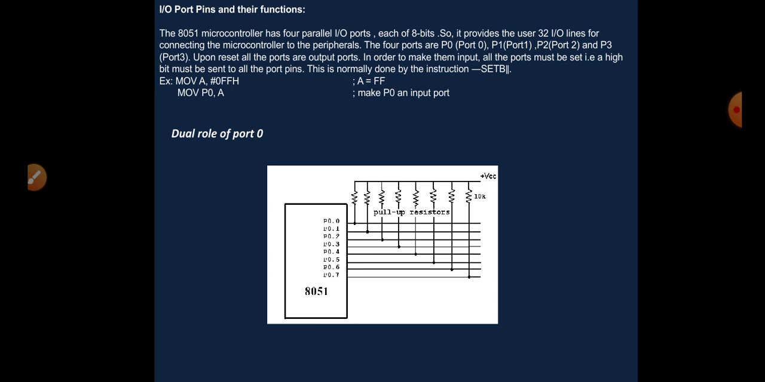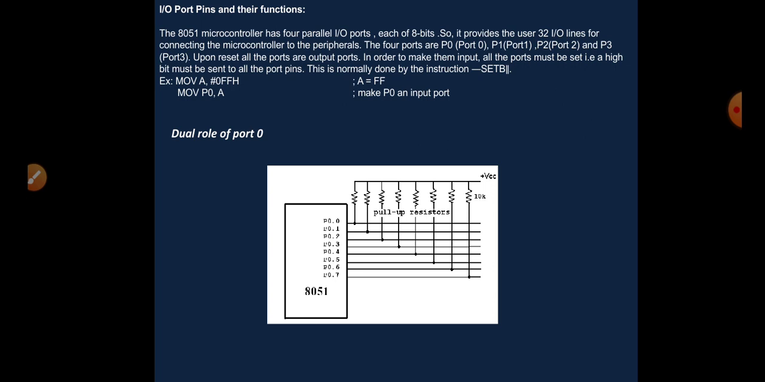For example, you can check it out. Example: MOV A, #0FFH; MOV P0, A. In the first instruction, all the bits of the accumulator are made 1. Then the content of the accumulator is copied into P0. So a 1 is written into the port pins of P0. Now P0, or port 0, will be acting as the input port.